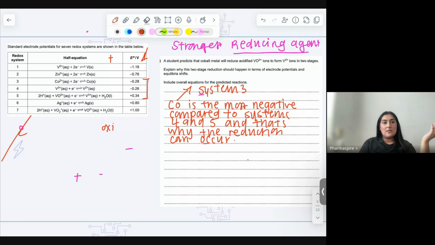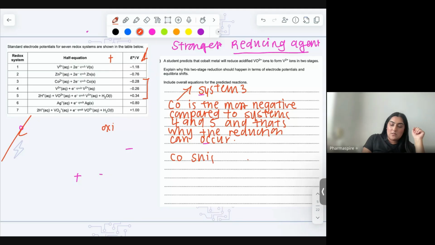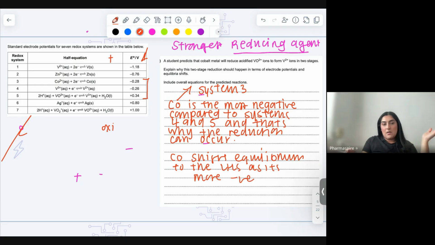There you go. That's your answer. So you say cobalt or system 3 shifts equilibrium to the left-hand side as it's more negative. You could do vice versa. So if I said I want to talk about system 4, for example, it's more positive. So which way should equilibrium shift because it's reduction?